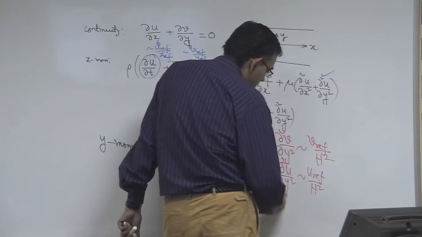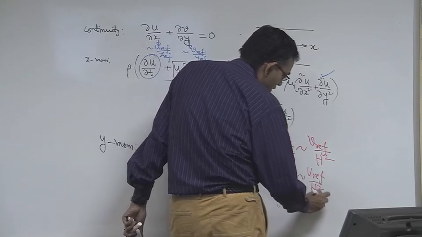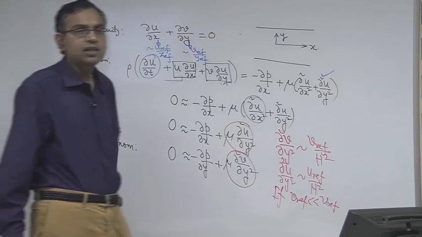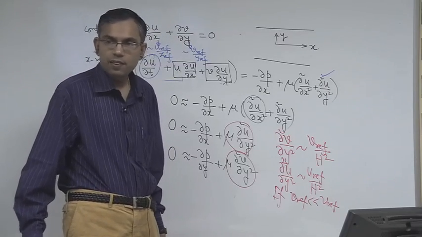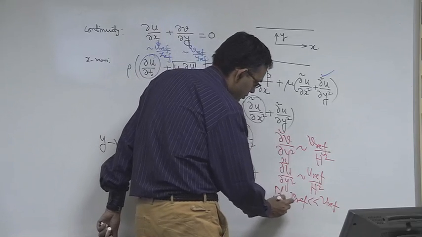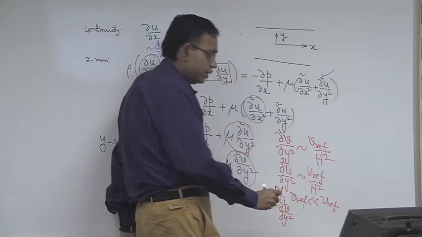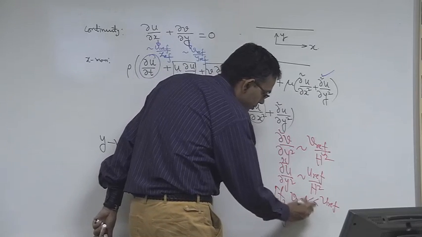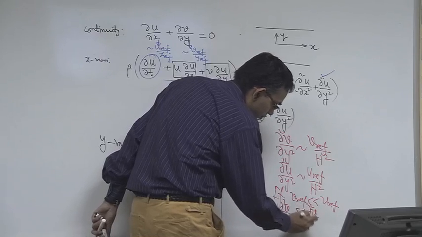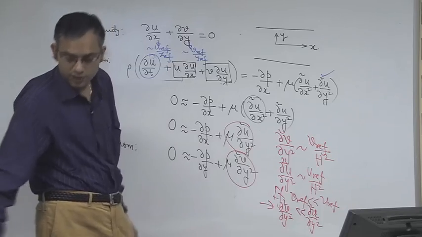If V reference is much less than U reference, which is true if Y reference is much less than X reference, then this term is much less than del square U del Y square. This is U.